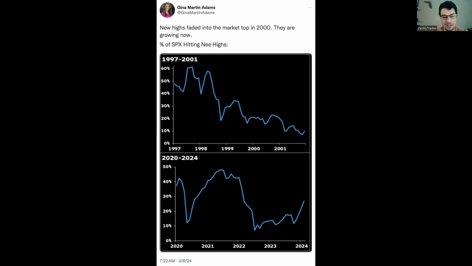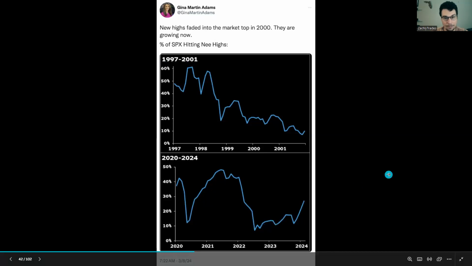So, just some more breadth measurements. If you take a look at the percentage of the S&P 500 hitting new highs, this was 1997 to 2001, and this is 2020 to 2024. It's much different than the bubble of 2000. That's basically what this is explaining for you guys. You're seeing the net number of new highs just continuing to go lower during that dot-com bubble era, and here we're actually seeing it continue to climb.